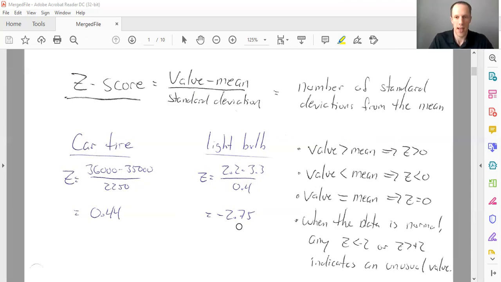We can also say that whenever the value is above the mean, the z-score is going to be a positive number. If the value is below the mean, the z-score is a negative number. If the value is equal to the mean, the z-score is equal to 0.